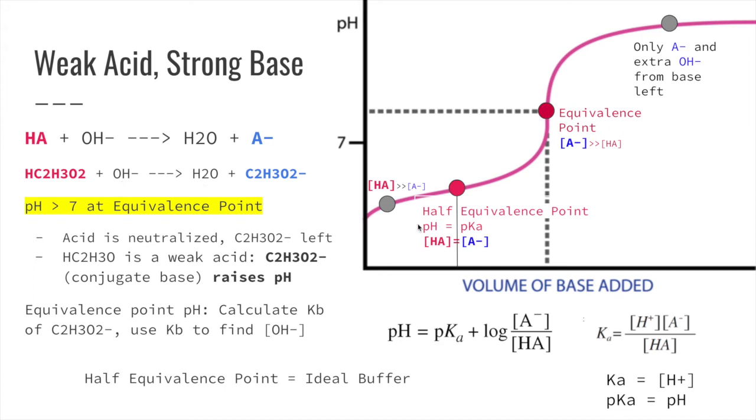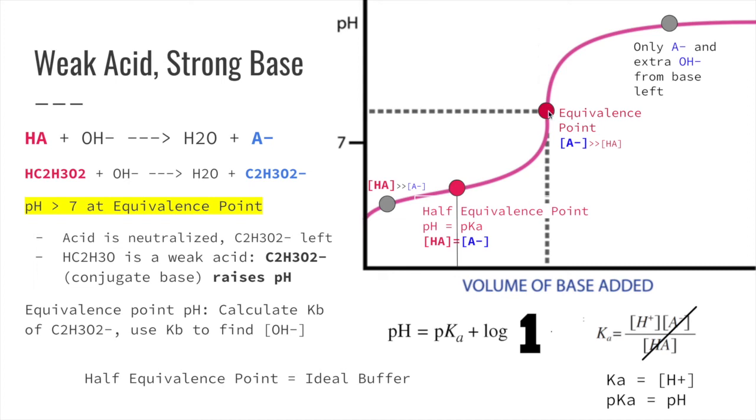At the half equivalence point, the concentration of acid equals the concentration of its conjugate base. pH equals the pKa because when we plug this into the Ka expression, the two species cancel, and when we plug it into the Henderson-Hasselbalch equation, it becomes 1. Ultimately, you get pKa equals pH. This is an ideal buffer because there is an equimolar weak conjugate acid-base pair to react with any strong acid or base added so that the pH doesn't change too much.